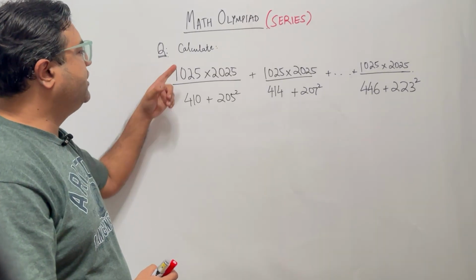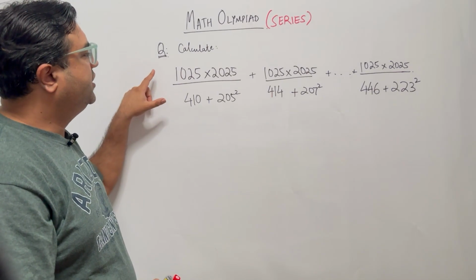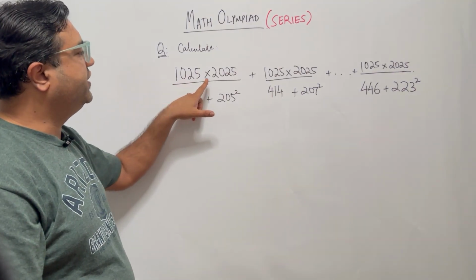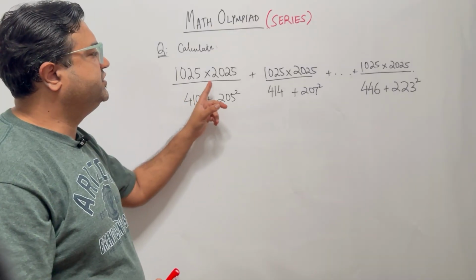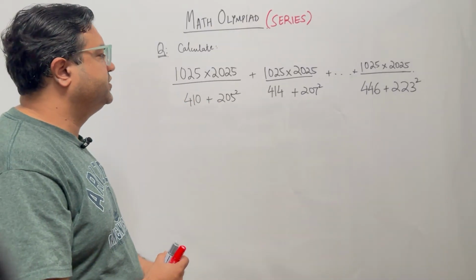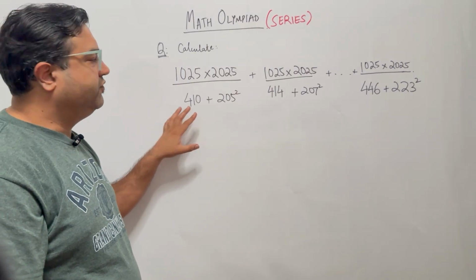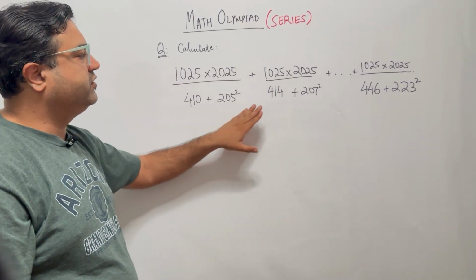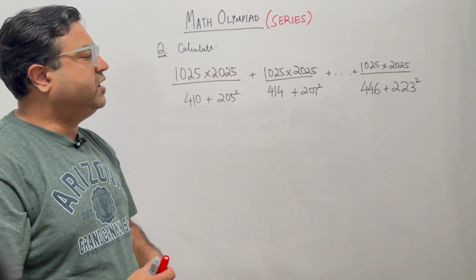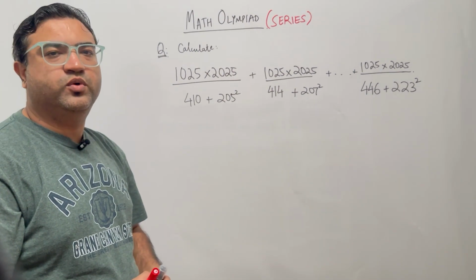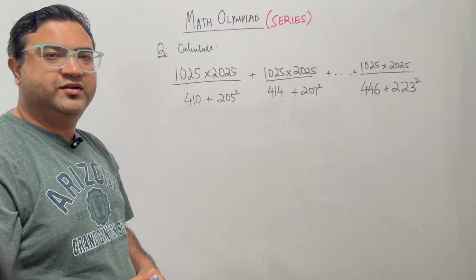So the question is to calculate this series where the numerator is 1025 multiplied by 2025, which is the same for all the terms. The denominator is 410 plus 205 square, then 414 plus 207 square, dot dot dot, up to 446 plus 223 square. So let's get into it.